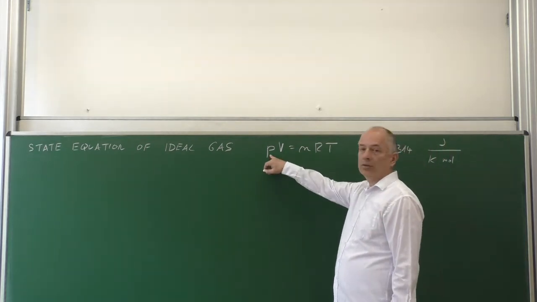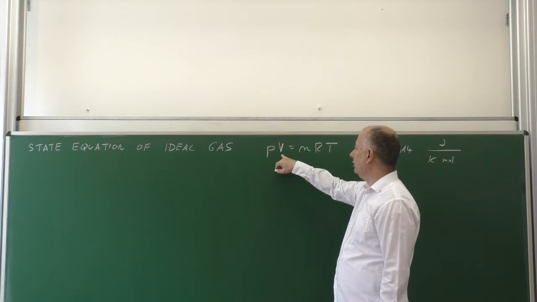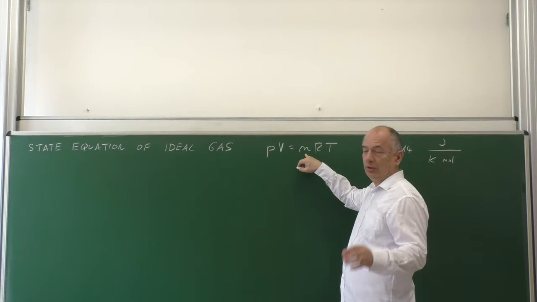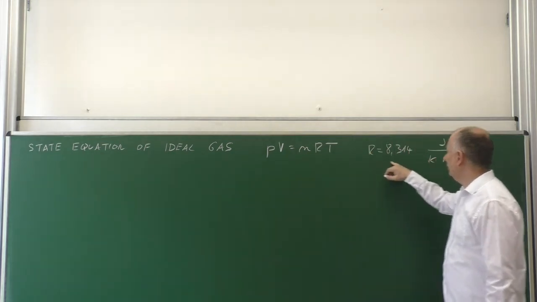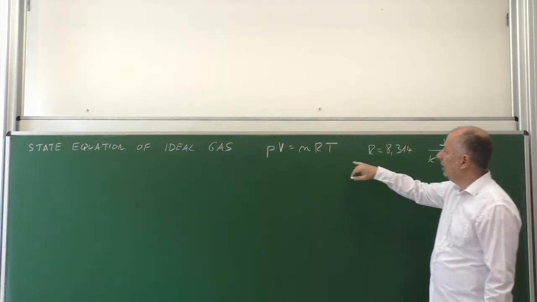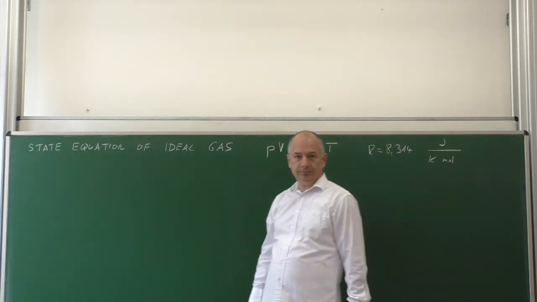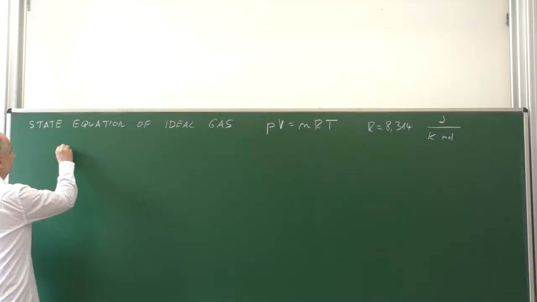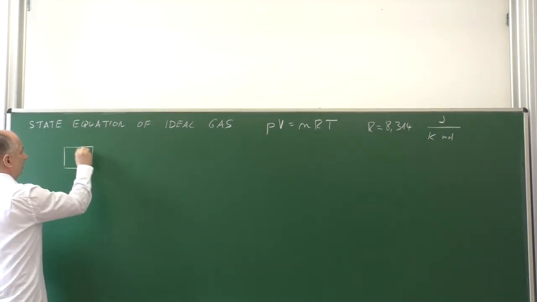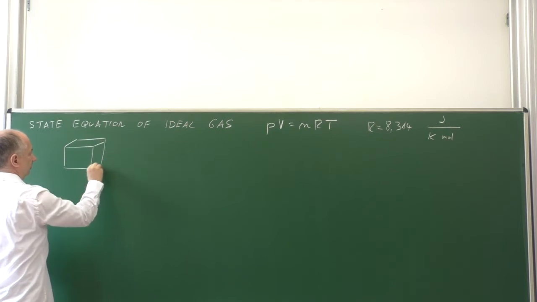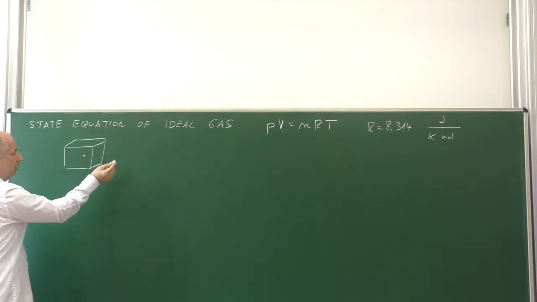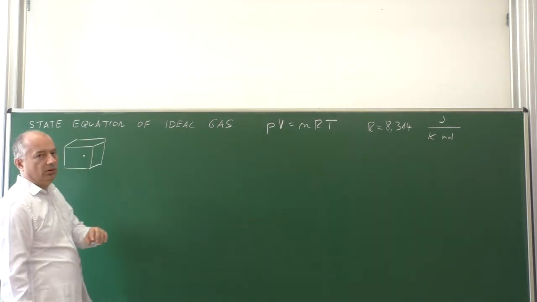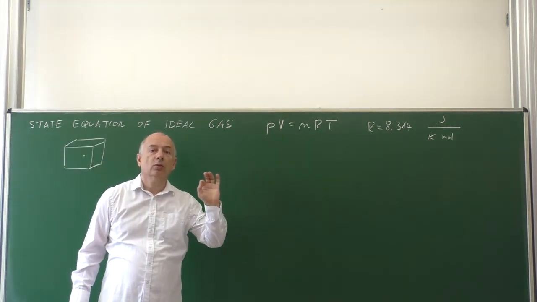Here P stands for pressure, V is the volume, n is the number of moles, how much quantity we have, R is the universal gas constant, and T is the absolute temperature. So to derive this state equation, consider a box with gas. And the molecules bounce up and down, and as they hit the wall, they apply some small pressure.